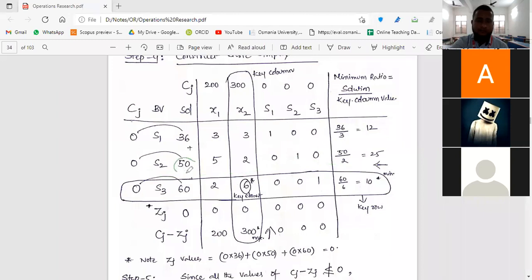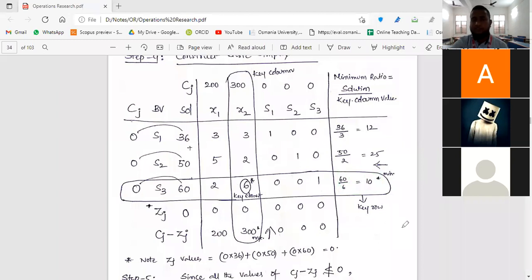Next, in the second row also, what is the solution? Solution is 50. And what is the key column value? 2. So 50 by 2 is 25. Now in the third row also, S3. What is the solution? 60. Key column value is 6. So 60 by 6. 60 here, 6 here. So 60 by 6 is 10.